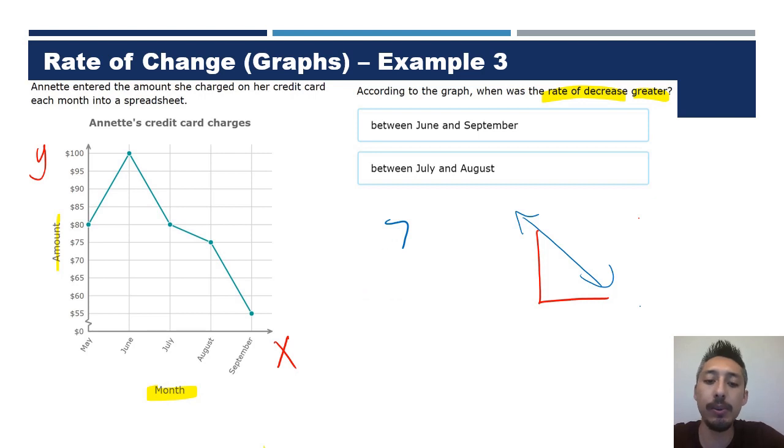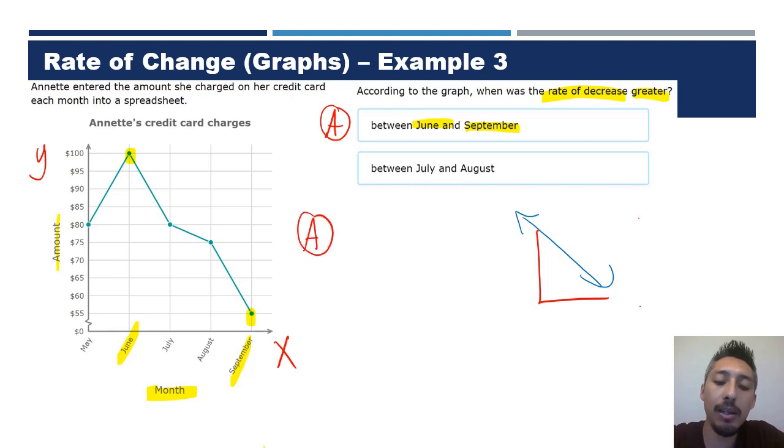Let's erase this one real quick. Let's start with June and September. In June, the amount of money that she charged onto her card was $100. And in September, the amount of money she charged was $55. I'm going to label this option A.